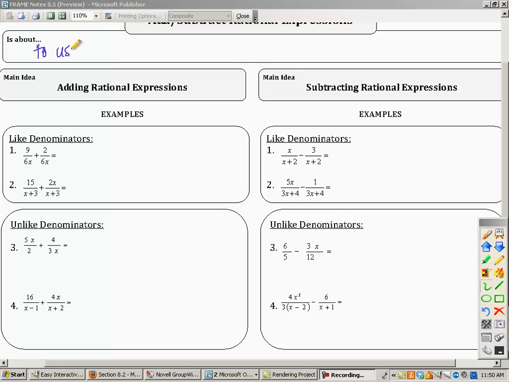our goal today is to use what we call a lowest common denominator. And what it means is we're going to use like denominators, a best denominator, and factoring, to add or subtract rational functions.